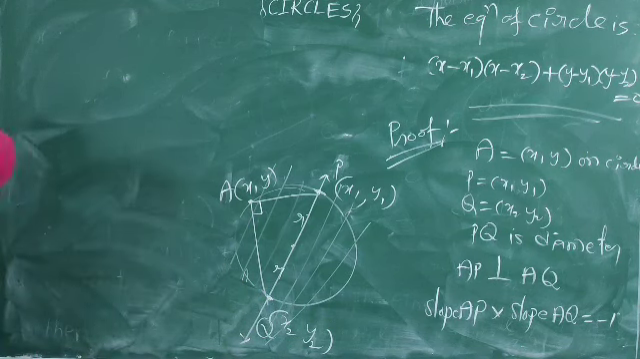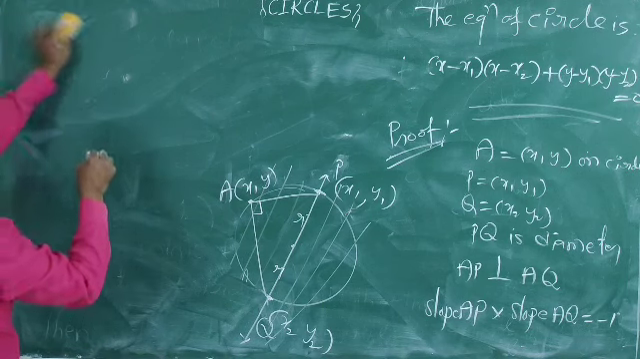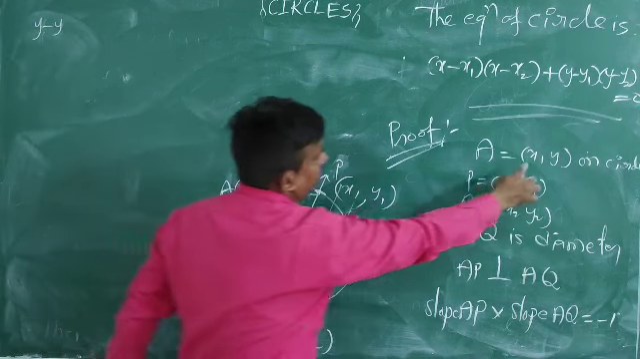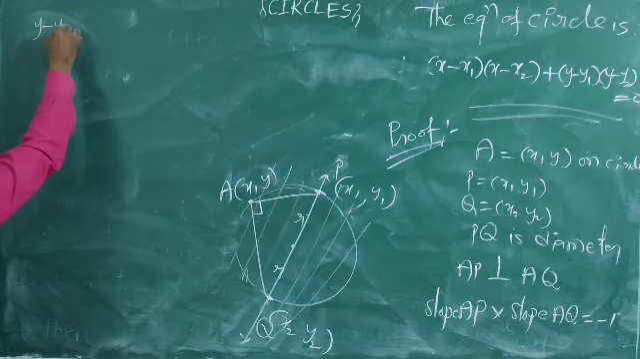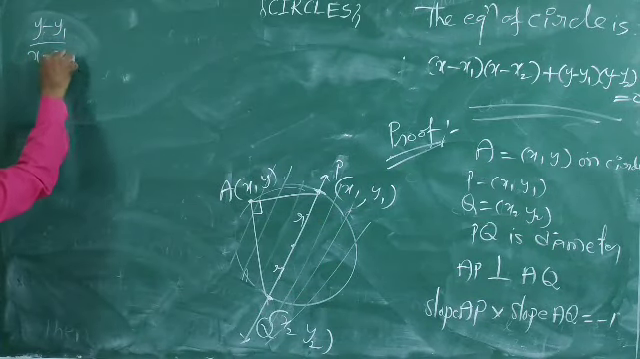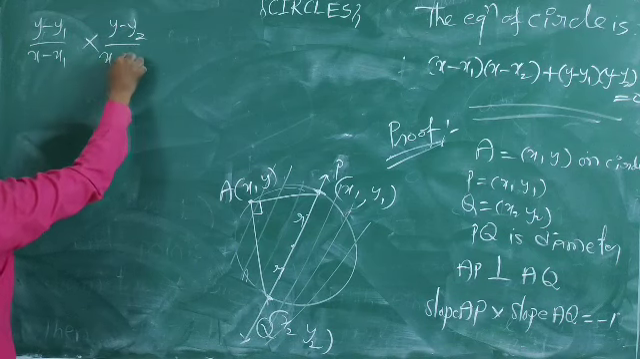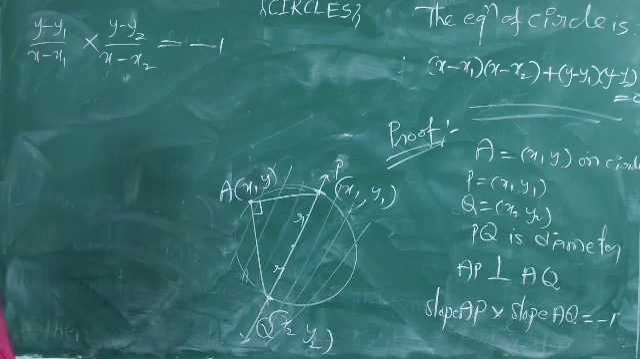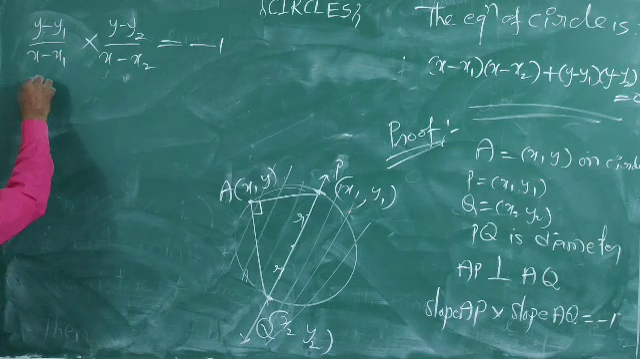The slope of AP, with A as x comma y, is (y minus y1) by (x minus x1). And the slope of AQ is (y minus y2) by (x minus x2). The product will be equal to minus 1, because the product of the slopes of two perpendicular lines is minus 1. From that property we get this one.